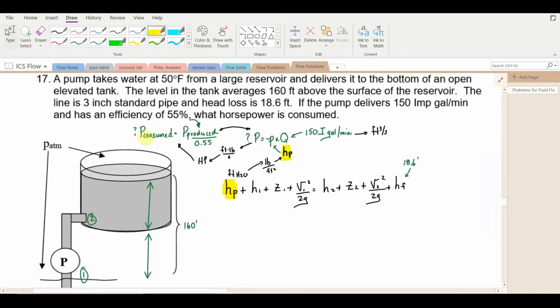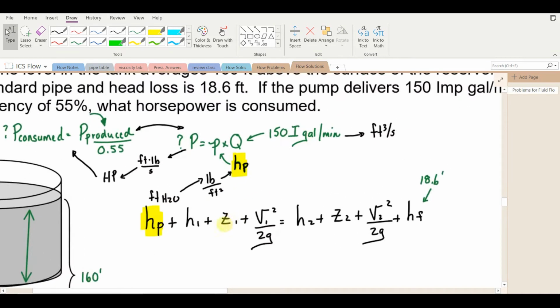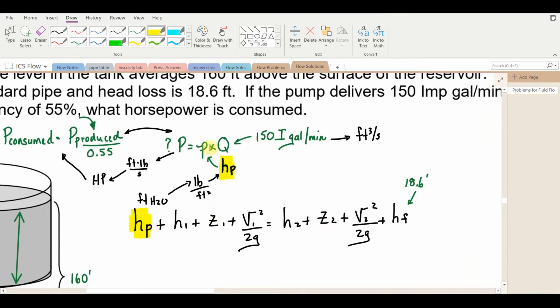So again, we're trying to calculate the amount of power consumed. It'll be the amount of power produced divided by 0.55. You always consume more than you actually produce. How do we get power? Power is P times Q. Right? So Q is just the flow rate. It's given as 150 imperial gallons per minute, and you can convert that to cubic feet per second.